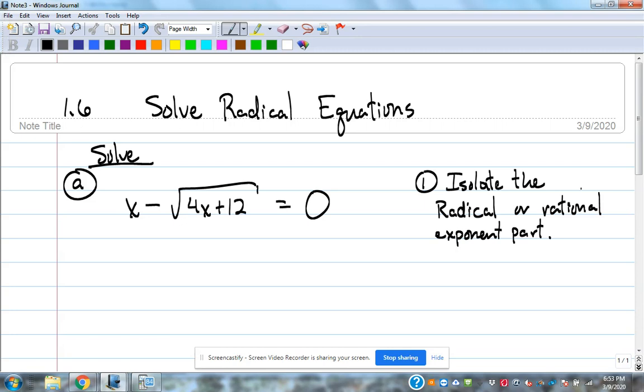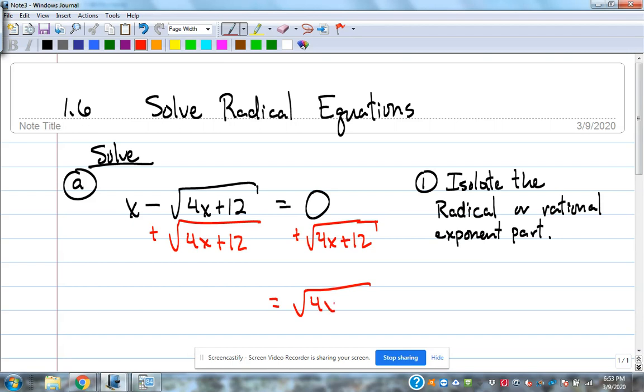So for this problem, I could add the square root of 4x plus 12 to both sides. When I add that to 0, it just gets me the square root of 4x plus 12. And on the left side, those cancel out. It's just x over there.